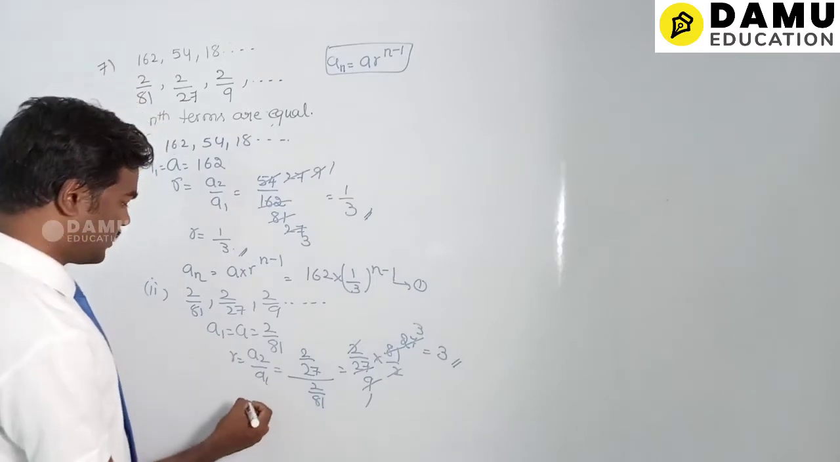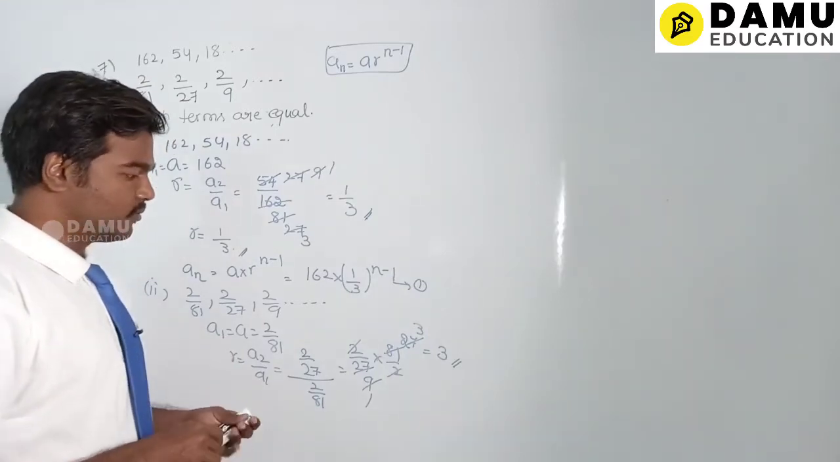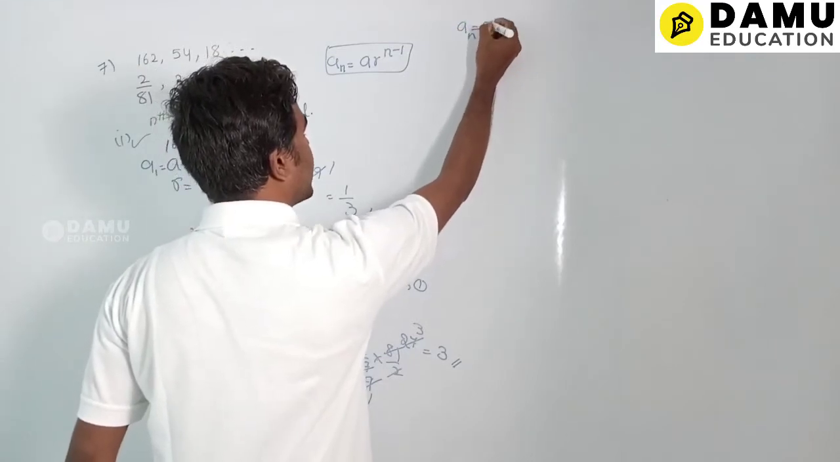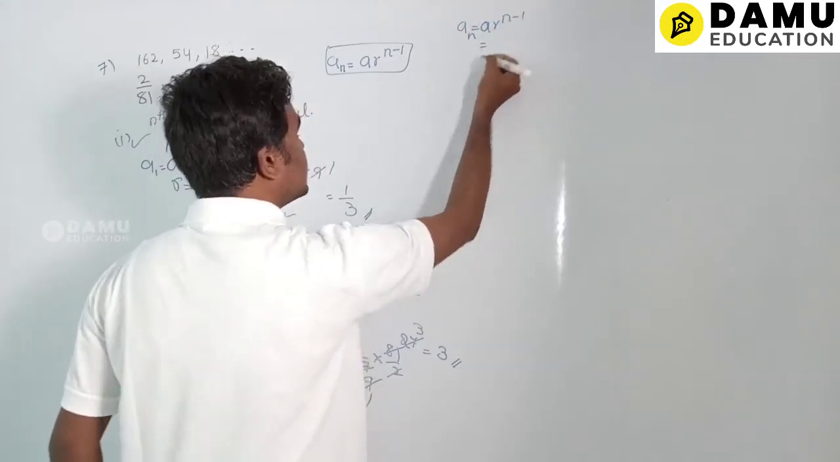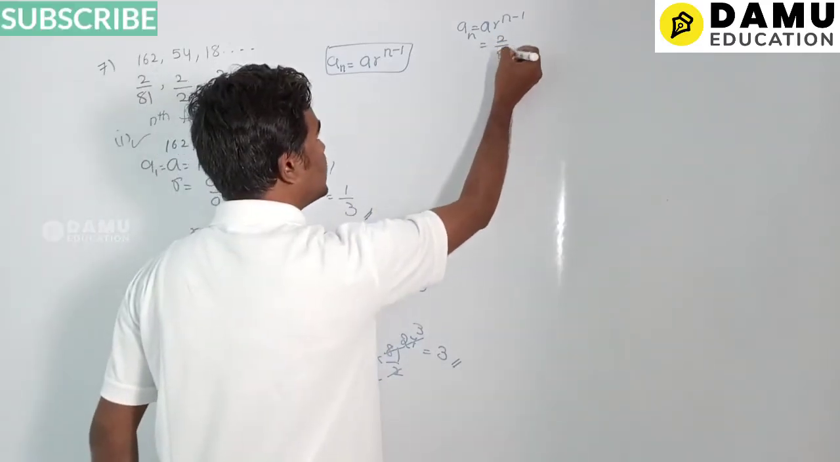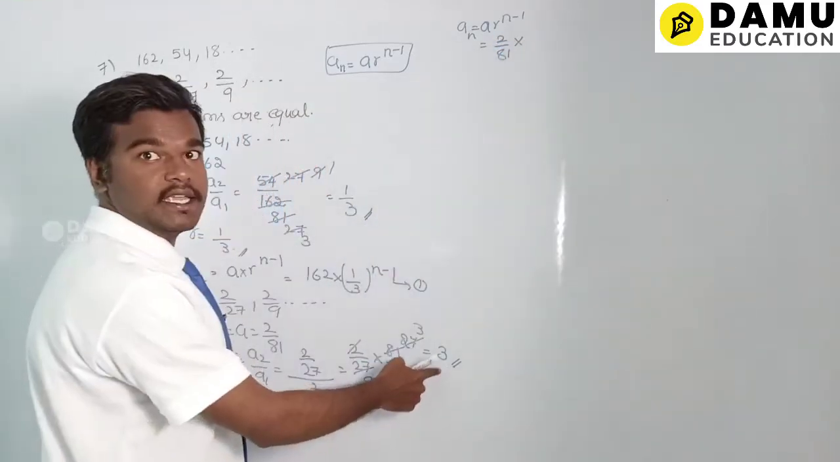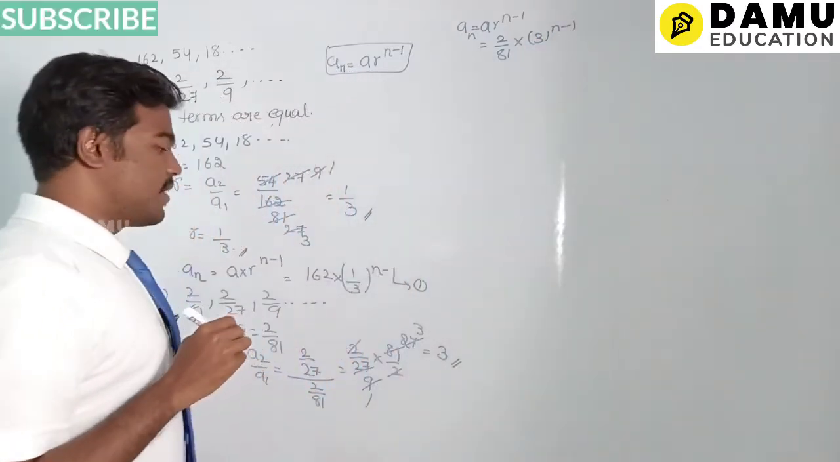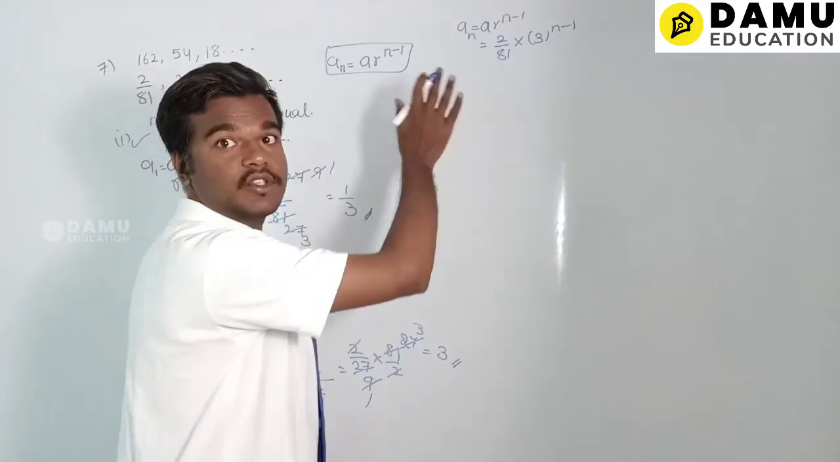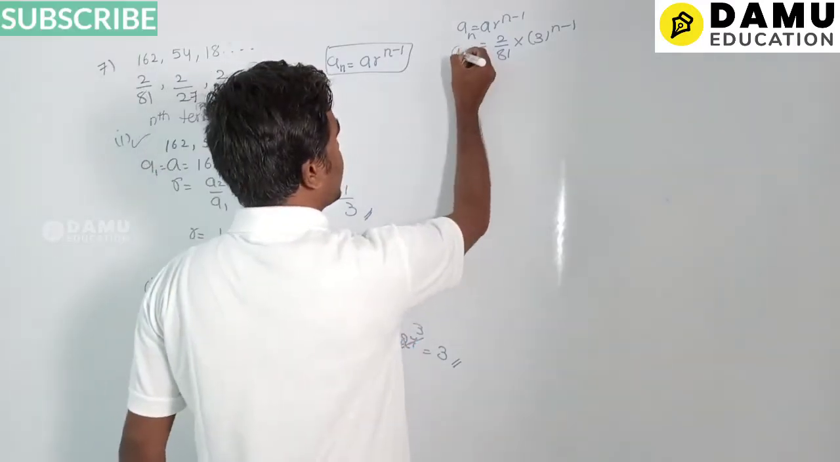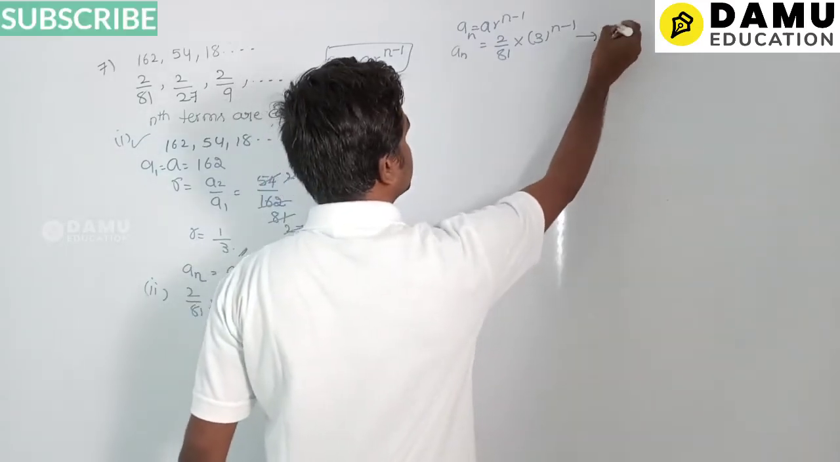Now let's write the nth term here. An equals A into R power n minus 1, where A is 2 by 81 and R is 3, so An equals 2 by 81 into 3 power n minus 1. Let's call this equation 2.